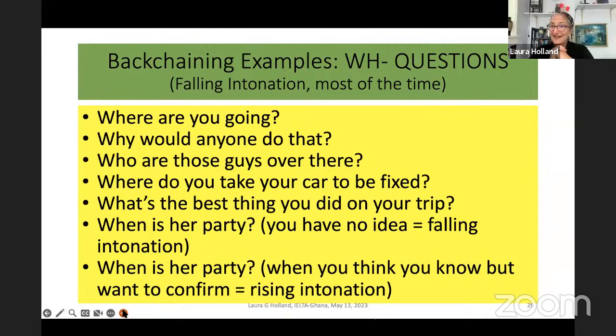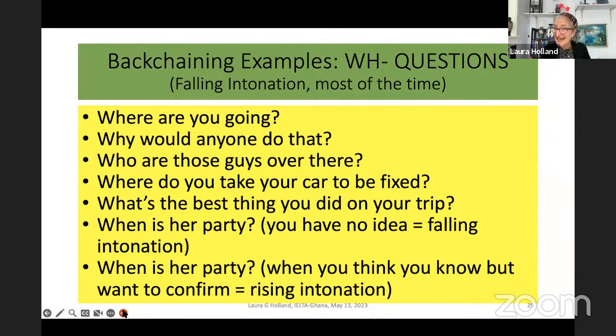So that was rising intonation for yes/no questions, but not all of the time. Most of the time, WH questions have falling intonation, right? Where are you going? Why would anyone do that? Who are those guys over there? Where do you take your car to be fixed? What's the best thing you did on your trip? When is her party? But this is interesting because this is how it changes. When is her party? You have no idea, so we use falling intonation. But when you think you know and you just want to confirm, "When is her party?" then we use rising intonation.